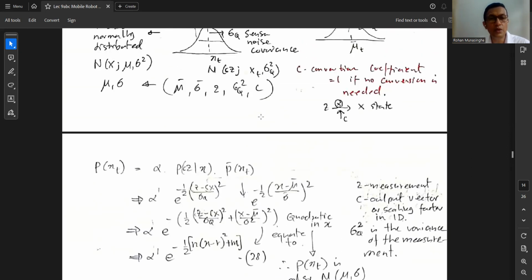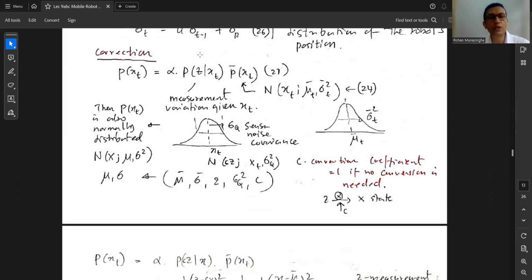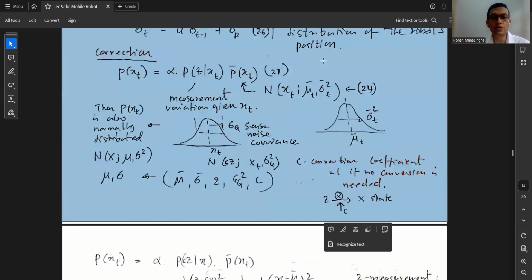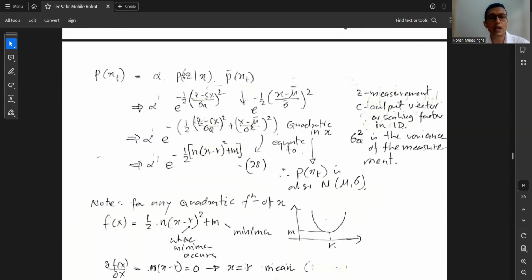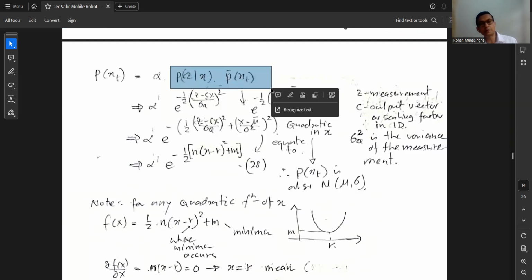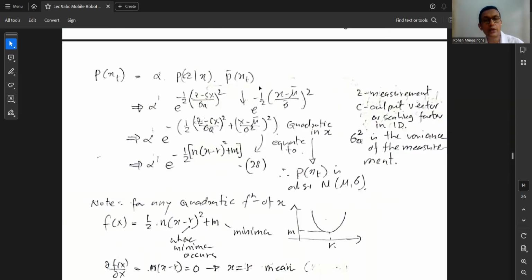Right. Now we bring equation 27 forward. Also, this alpha is the normalization factor to make sure the total probability is 1. Then we continue over here, alpha times two probability density functions. Okay. Now we can write down the two probability density functions like over here, the second equation.